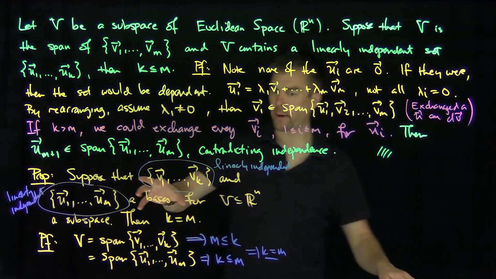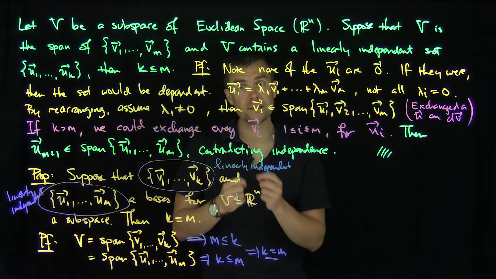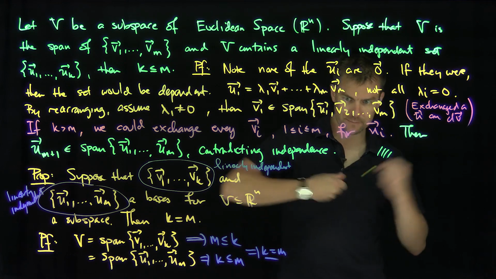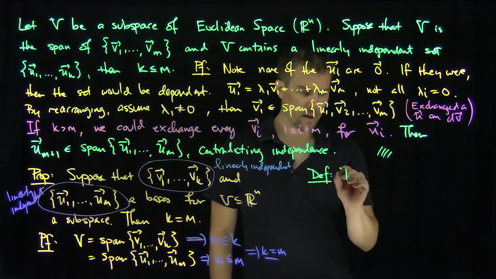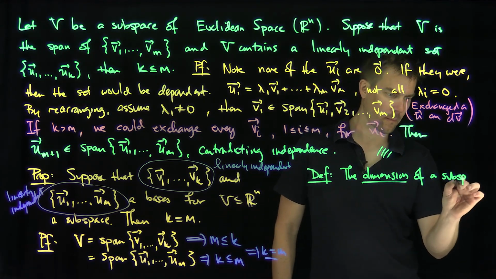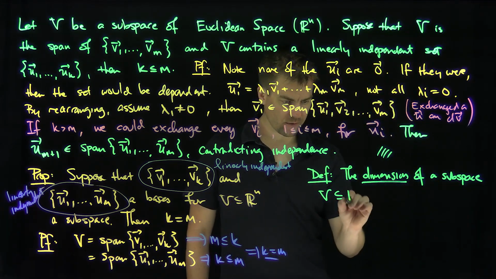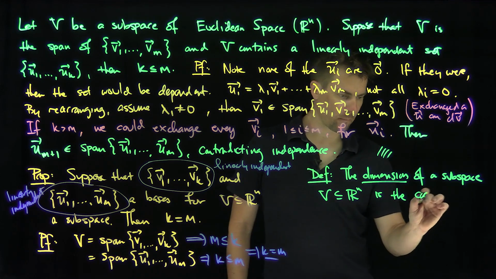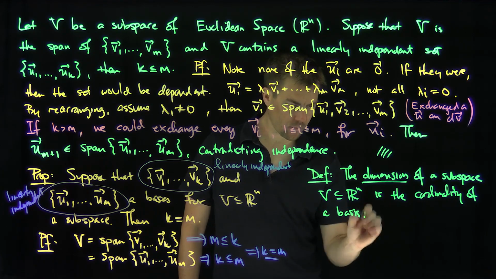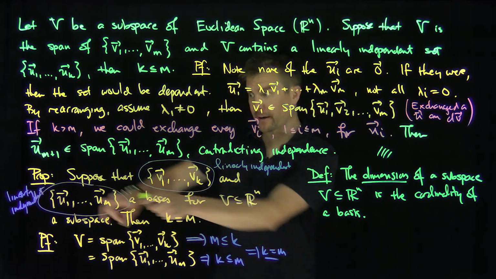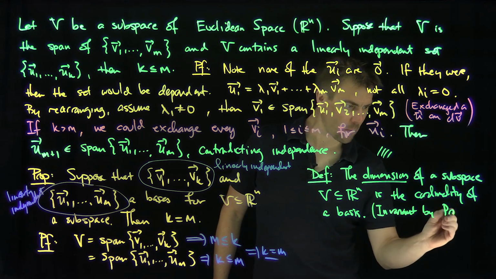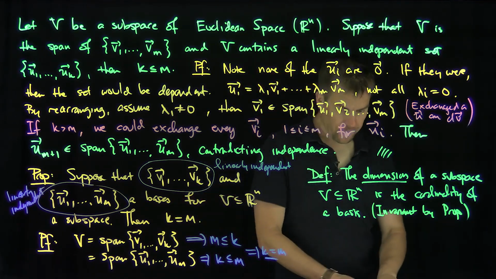So now we can formally say, if I give you any two bases of a subspace of R^n, those bases have to have the same number, the same cardinality, of vectors. So here's a definition. The dimension of a subspace V of R^n is the cardinality of a basis. And of course we know this is invariant by the proposition above.